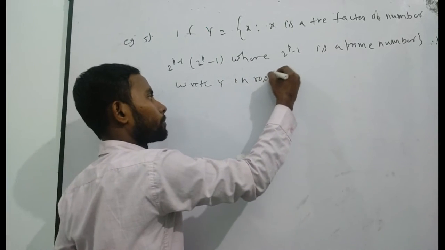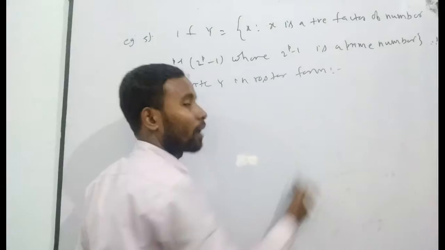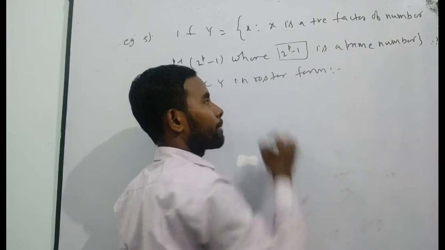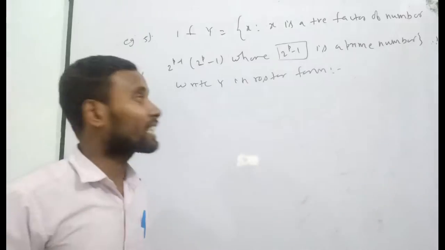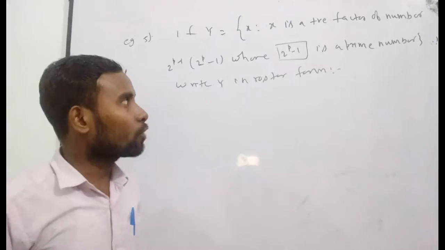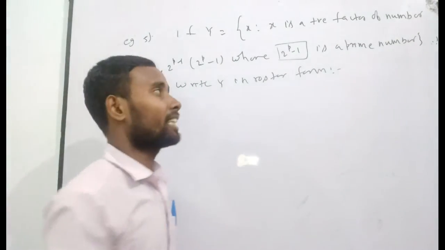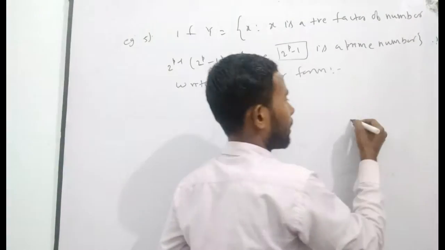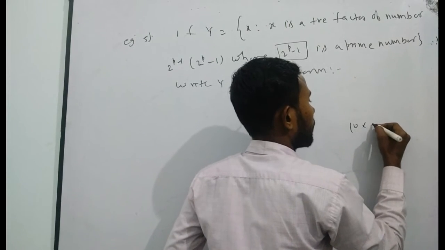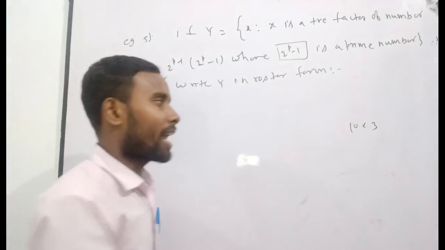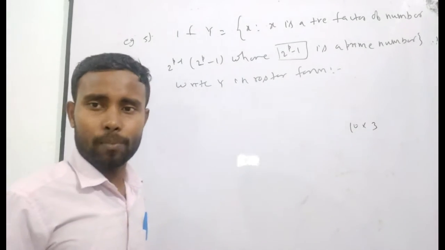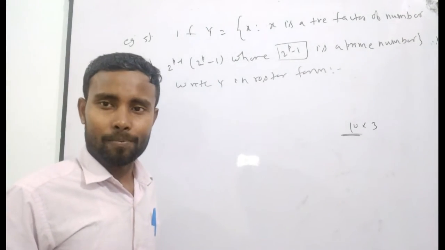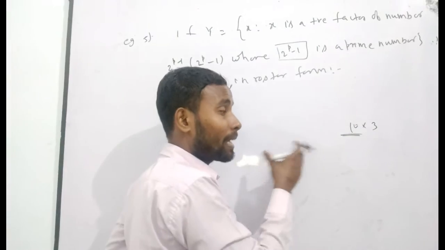Write Y in roster form. How can you write it? According to this problem, 2 to the power p minus 1 is a prime number. In that case, what can we tell about it? There isn't any factor of a prime number. Suppose I have taken an example of 10 into 3. How many factors does 10 into 3 have? Definitely you will first take the possible factors of 10. Thereafter, you will take the multiplication, that means the product of them.